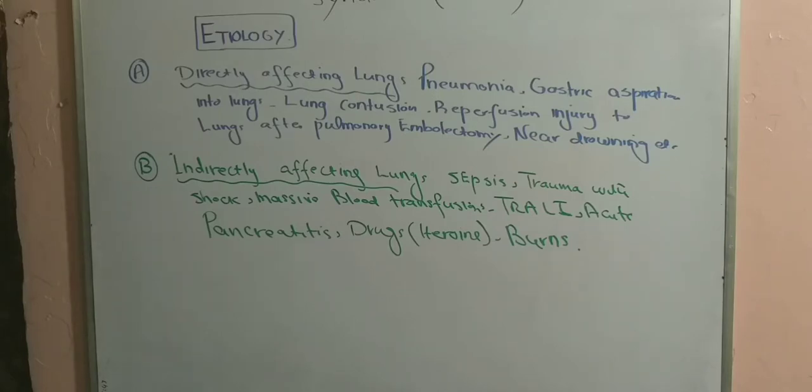But the most common causes which are indirectly affecting are sepsis and trauma. Then sometimes patients of acute pancreatitis do affect the lungs indirectly, and there are drugs like heroin which can affect the lungs. And last but not the least, burns cases do have indirect injury to the lungs. So these are some common causes, but the most common I have mentioned: these two directly injure the lung, and sepsis and trauma indirectly injure the lungs.